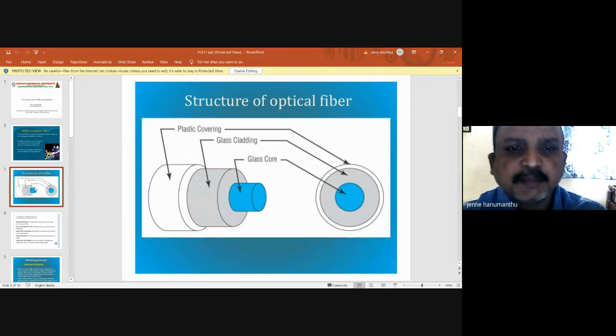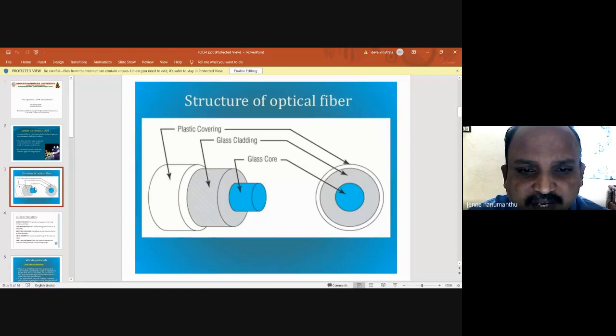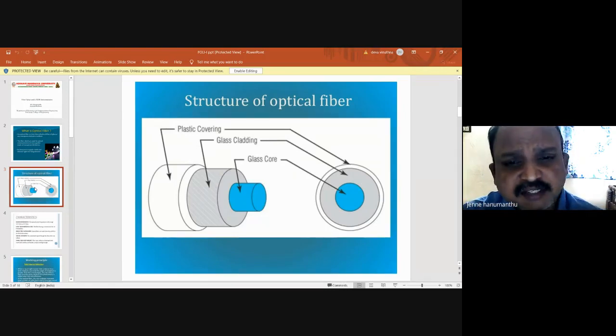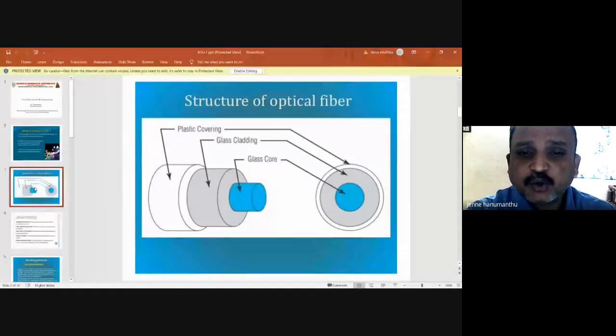The structure of the optical fiber is like this. First of all, there is a core. This is called the core. The blue color is the core, surrounded by another material that is called cladding. This is called cladding, and it is surrounded by another material that is called covering, also called the outer jacket. You know how we are going to make this core and cladding.